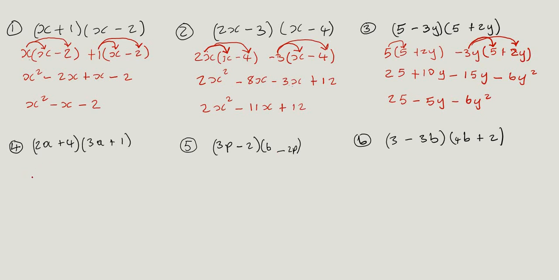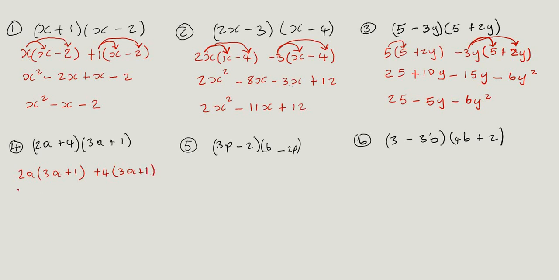Let's look at the fourth example. Same approach. Now we're going to split the first bracket. So we're going to take the 2a out. We're going to use the 2a to multiply the second bracket, which is 3a plus 1. Then we're going to take the plus 4 out. We're going to use it to multiply the second bracket, which is 3a plus 1.